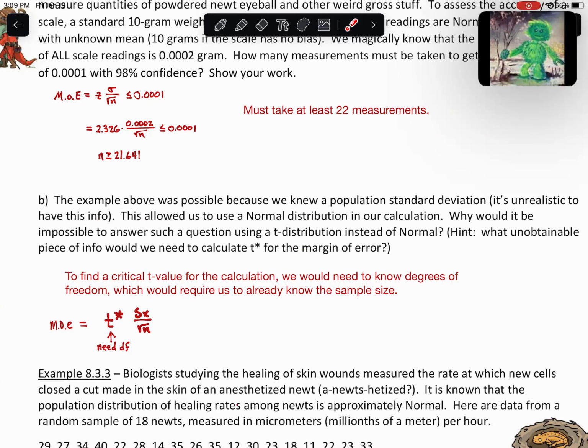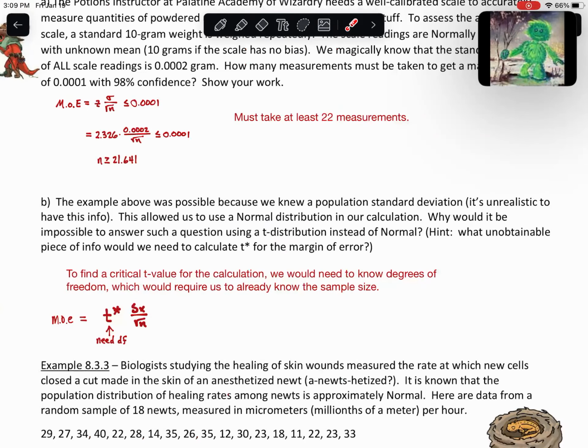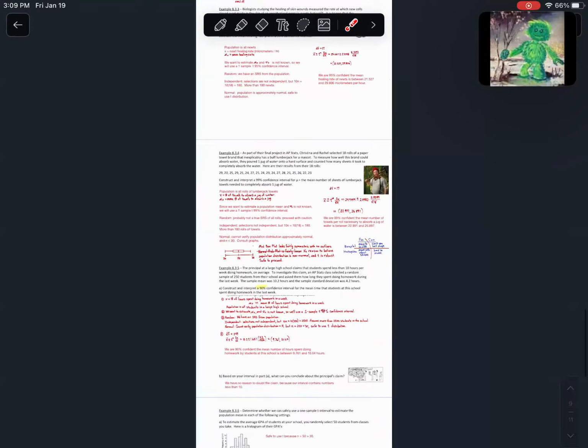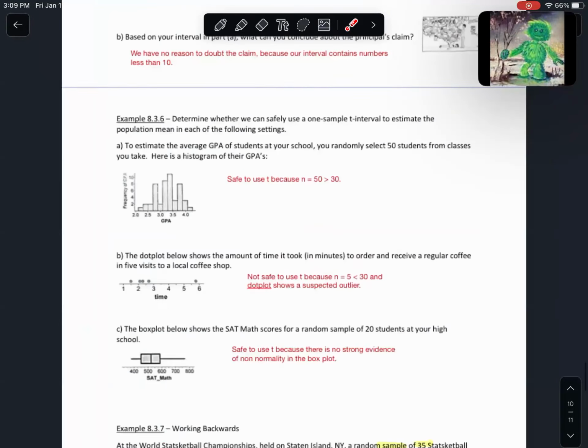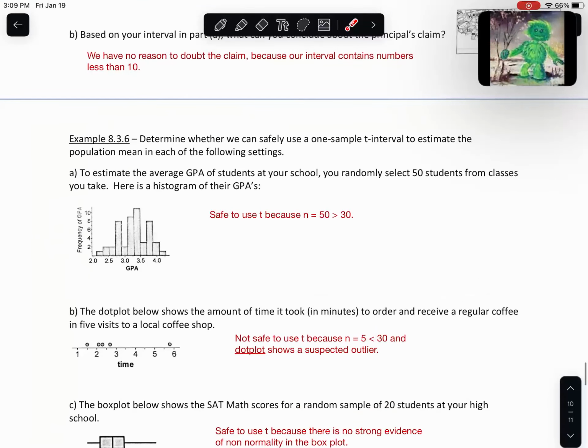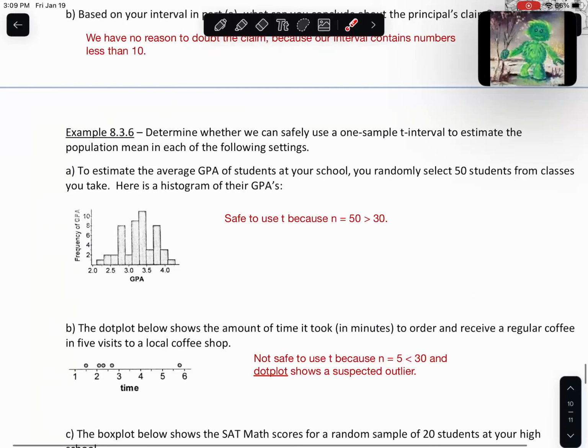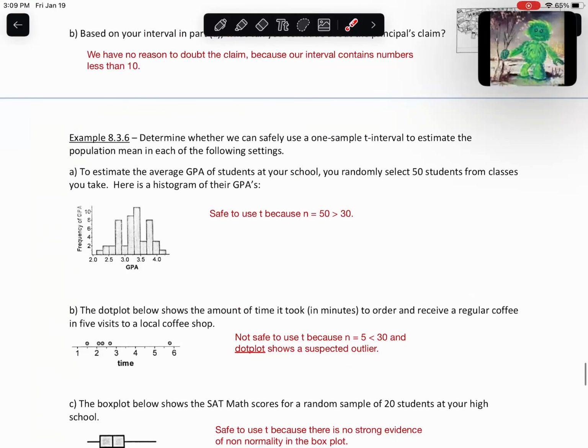And we're done with the second of 3 problems. On to the last one. This is also going to be the shortest one, so we're almost done. I am skipping ahead to 8.3.6. This example is here just to help us think about if it's safe to use T procedures. T is robust. You can sometimes get away with it even if you don't quite meet conditions. But that doesn't mean you can always get away with it. Let's look at these cases here.